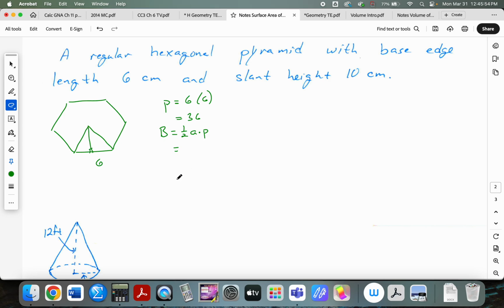Anybody remember what the central angle is for a hexagon? It's 60, so each of these little angles is 30, if that's what you were thinking. So this is 3, and this will be 3 square roots of 3. So it'll be half of 3 square roots of 3 times 36. Half of 36 is 18. 18 times 3 is 54, so that's 54 square roots of 3.